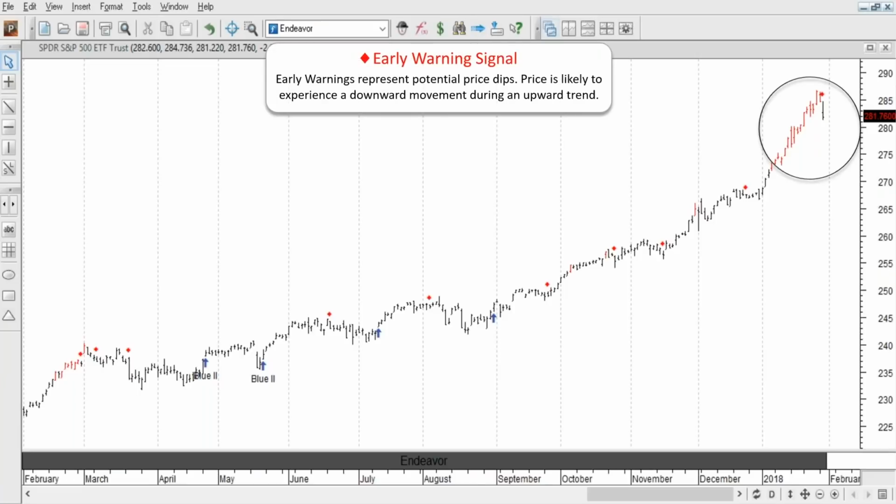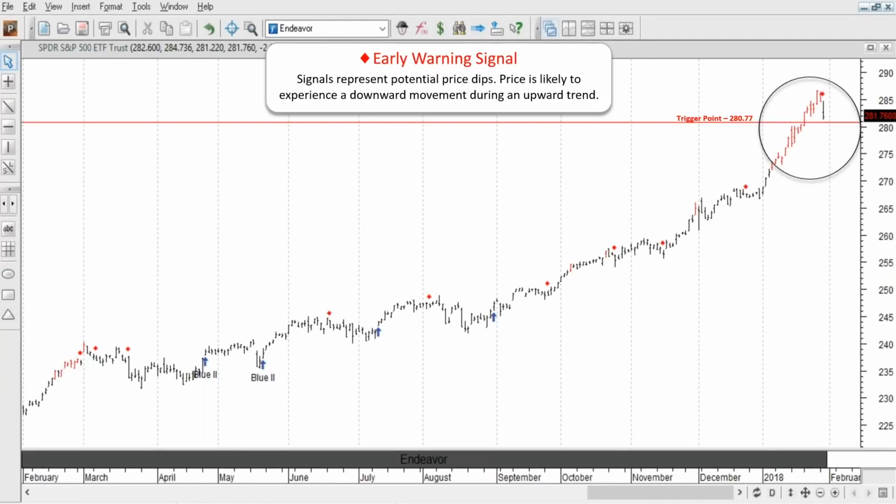The diamond above price is our early warning signal. These represent potential price dips and are designed to alert you to the fact that price is likely to experience a downward movement only during its upward trend. But we believe in confirming all of our signals. So price is only likely to dip if it crosses what we call a trigger point.